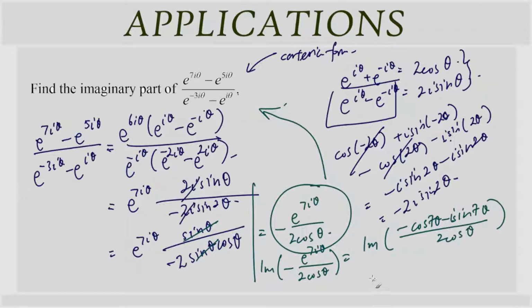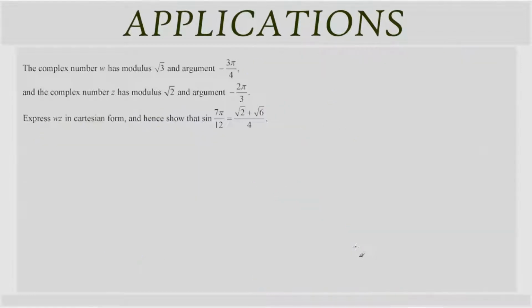And just by looking at this, we know that the imaginary part is located over here. Right, so that's negative sine of 7 theta over 2 cosine theta. There you have it. Now let's move on to the last question.